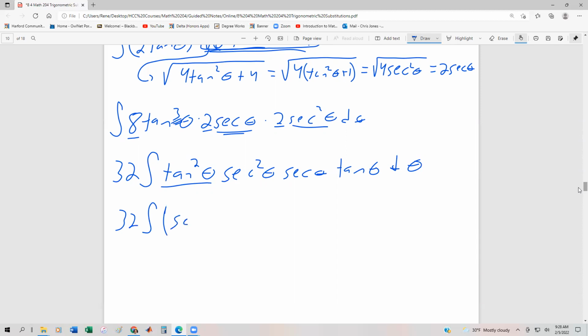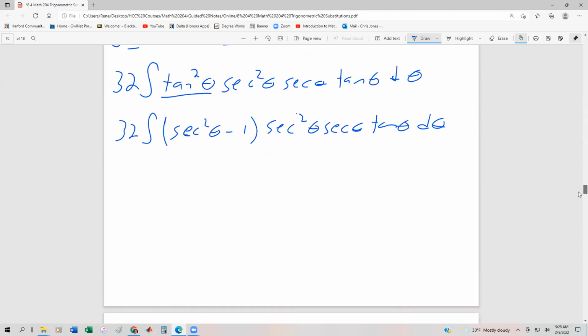Pythagorean identity, sec squared theta minus 1. Then we have sec squared theta, sec theta, tan theta d theta. Now we can use our u substitution. Let's let u be equal to secant, not secant squared, but secant, because the derivative du is going to be secant theta tangent theta d theta. And that is precisely what we needed.